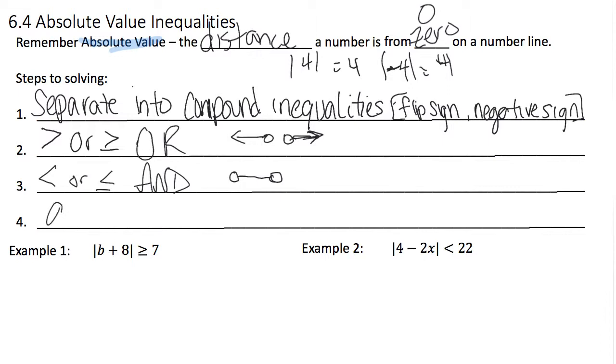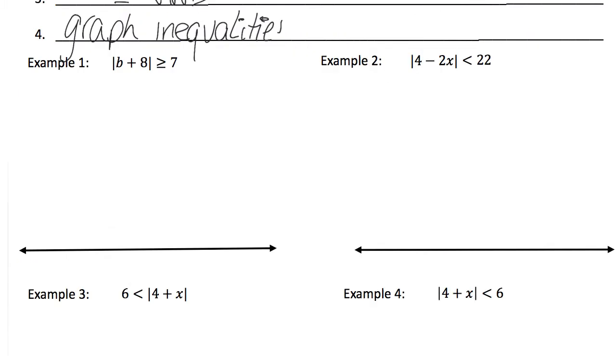Okay, the last thing we do is always graph our inequalities. So steps 2 and 3 aren't really steps, but just helpful reminders. So the really important part is that we separate them, and then 1 is regular, and 1 you flip the sign and make it negative. So let's look at example 1 then.